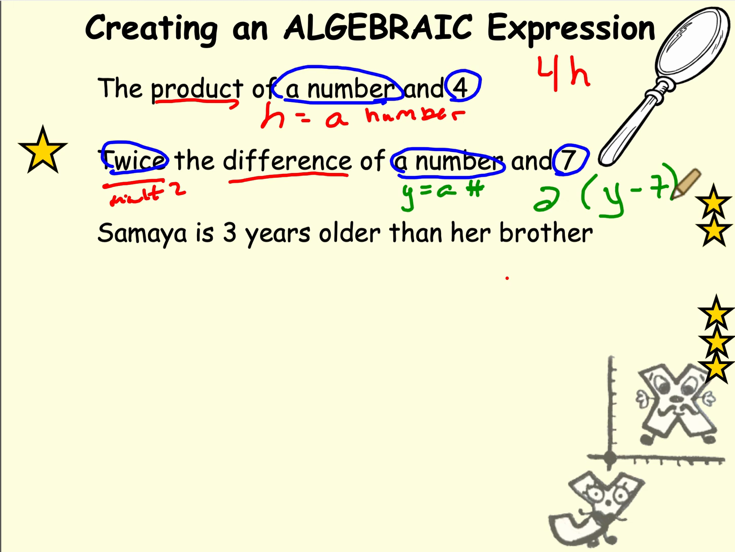Okay, third one. Samaya is 3 years older than her brother. So I want to represent Samaya's age. Even though there's nothing in here, I have 3 years. And what tells me the math? It's the older than. That means her age is greater or bigger, which means addition. And then what's the unknown? It's her brother. So that's my other number. So let's go ahead and use a variable for her brother, b.